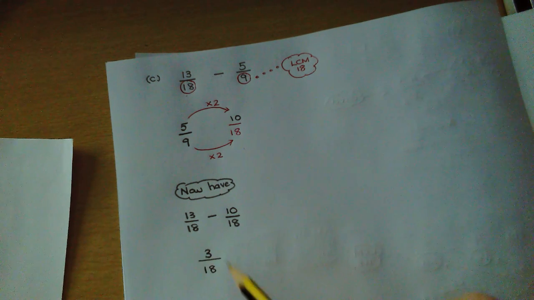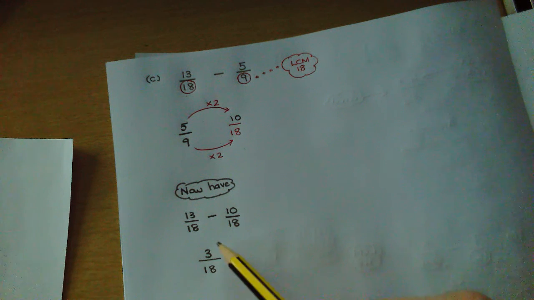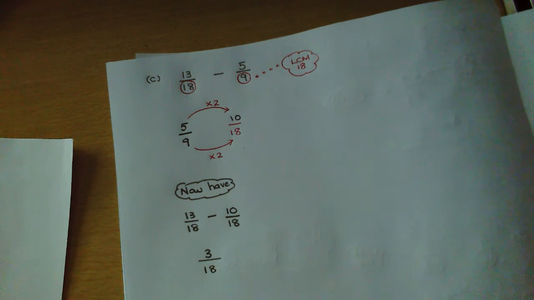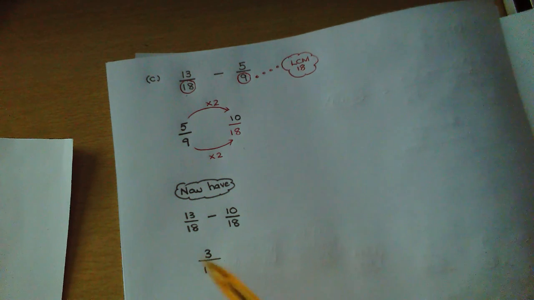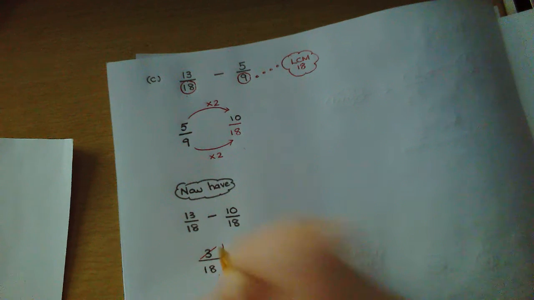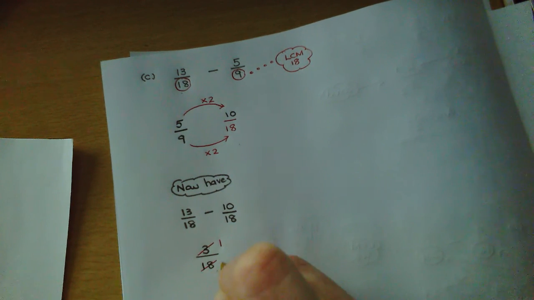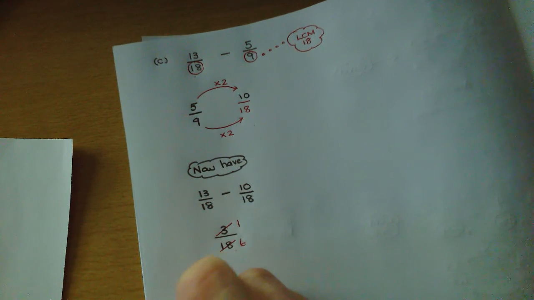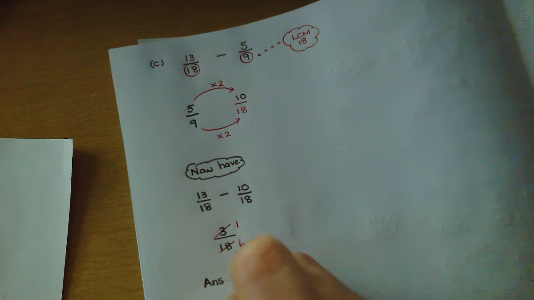Now our answer is proper, which is good because the numerator is smaller than the denominator, but it's not fully cancelled. So we can't stress this enough. When you get what you believe to be your final answer, check that it's fully cancelled. This guy isn't, because the largest number that goes into 3 and 18 is 3. So divide both by 3, we get 1, and then we're going to get 6. So our final answer is 1 over 6, 1/6.